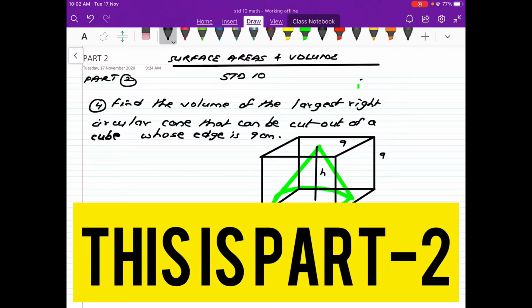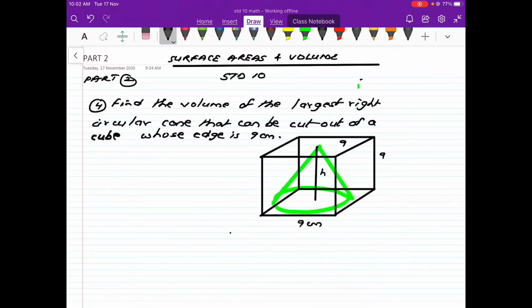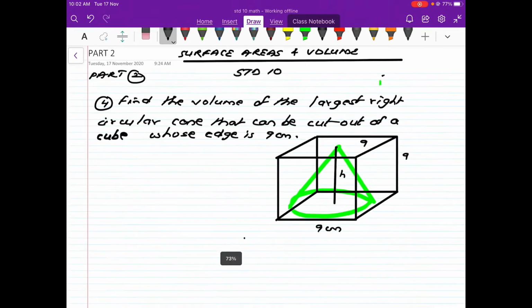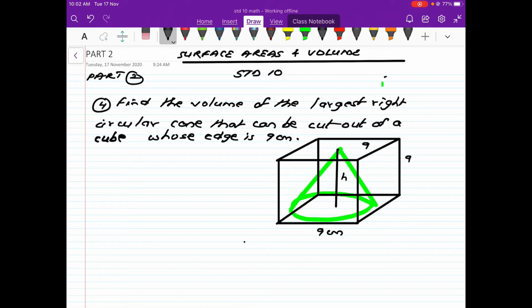This is part 2 of the chapter Surface Area and Volume, Standard 10th. So continuing these sums, this is the fourth sum. Find the volume of the largest circular cone that can be cut out from a cube whose edge is 9 centimeters. So edge is 9 centimeters means that becomes the diameter of the cone.